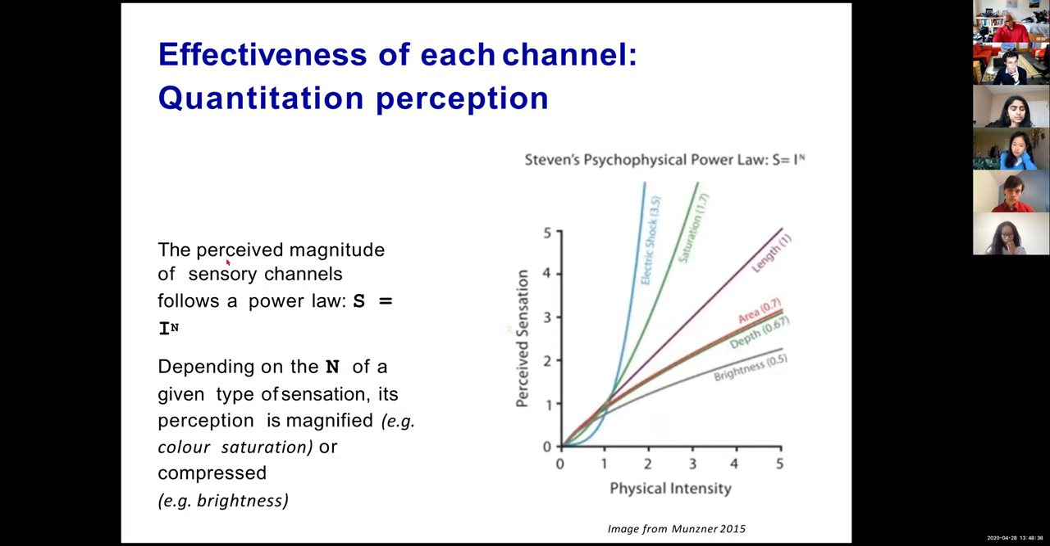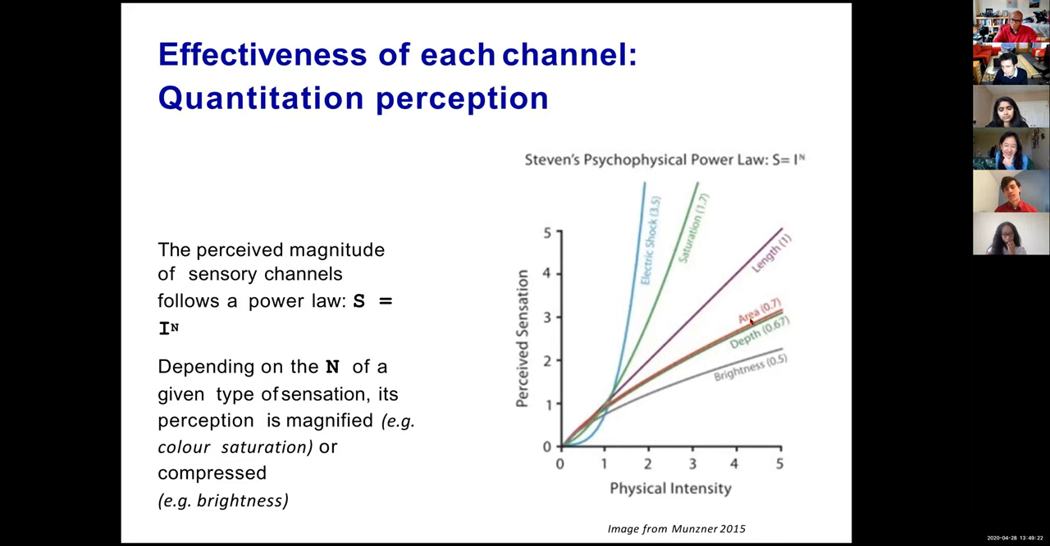And if you look at the perceived magnitude of sensory channels, it actually follows a power law. Depending on the exponent of a given type of sensation, its perception is magnified, for example, color saturation, or compressed, for example, brightness. If you look at physical intensity versus perceived sensation, with just a little bit of electric shock, you can get a lot of sensation. That's the advantage of reading papers online: you can hook people up to your electric shocker, and when they're reading a particular sentence, based on tracking their eyes, you can shock them so it's well remembered. But we mostly don't use that. Saturation is the next best thing without getting into jail for shocking your readers.